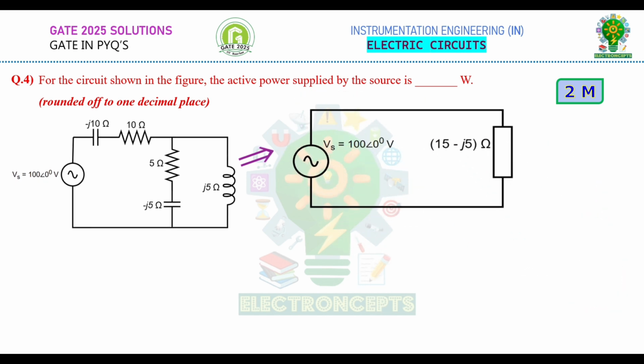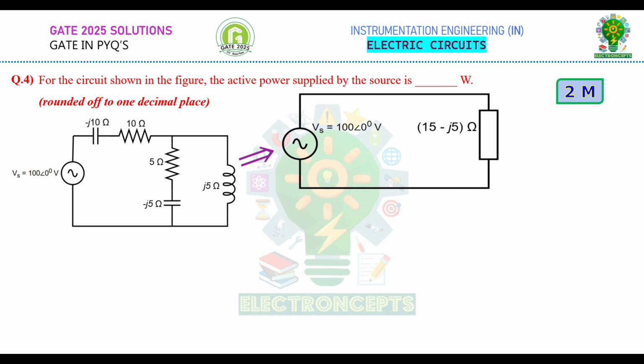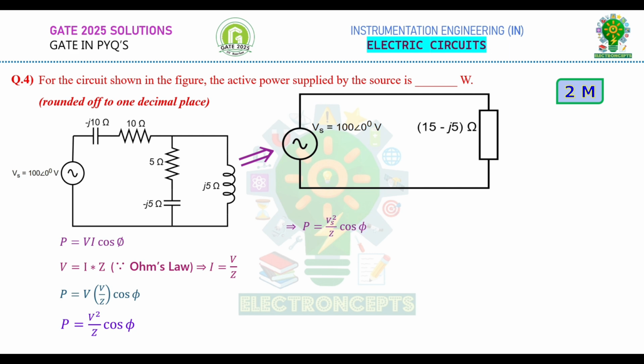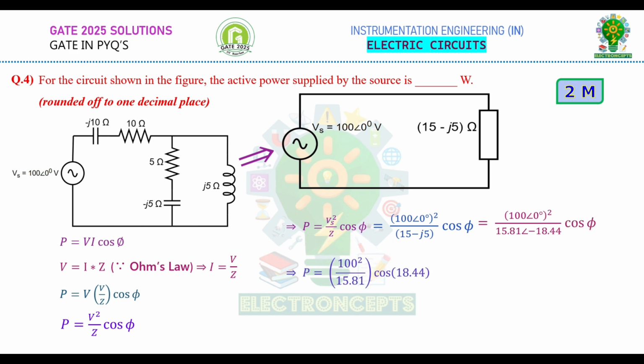Now let us calculate the active power supplied by the source. We know that active power P is equal to VI cos phi. From Ohm's law, we know voltage is equal to current into impedance. Now we can calculate the active power supplied by the source. P is equal to Vs square by Z into cos phi. Substituting the values of Vs and Z and solving the equation step by step, we can calculate the active power supplied by the source as 600 watts.